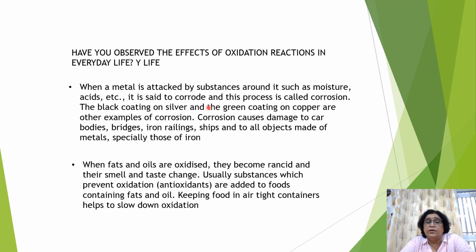Okay. Now have you observed in daily life that metal is attacked by substances like moisture and acid? It gets corroded. Silver, which is grey in color, becomes black and gets a black coating. Copper, which is brown in color, gets a green coating. What are these coatings? These metals react with moisture and oxygen and get corroded. They change into oxides, hydroxides and carbonates. So corrosion causes damage to the substance. Corrosion damages car bodies, bridges, iron nailings, ships, and all the objects made of metal.